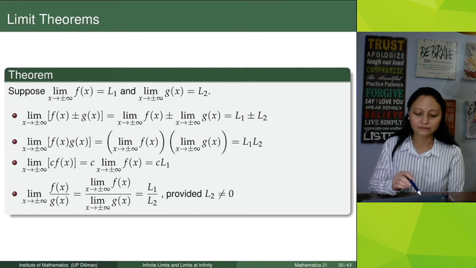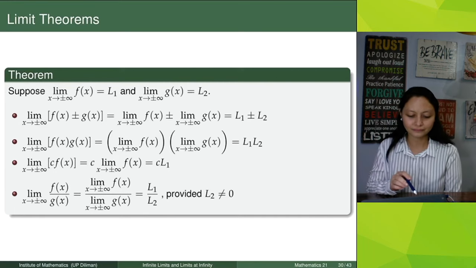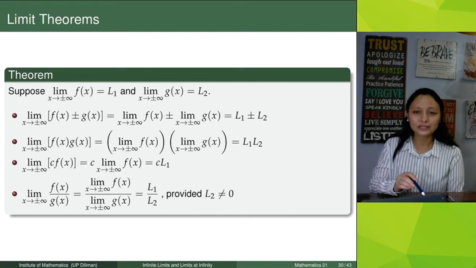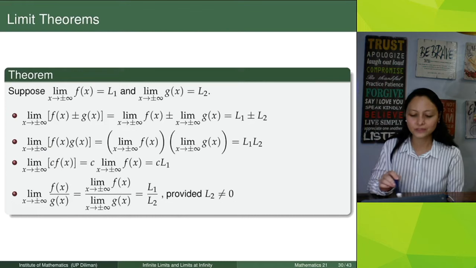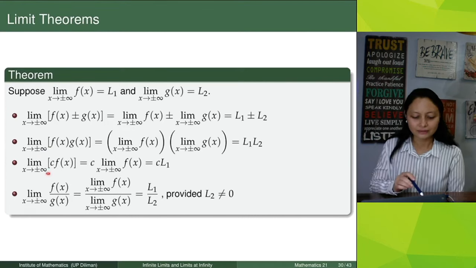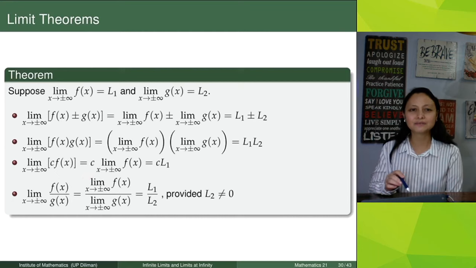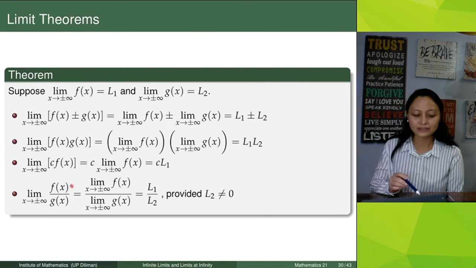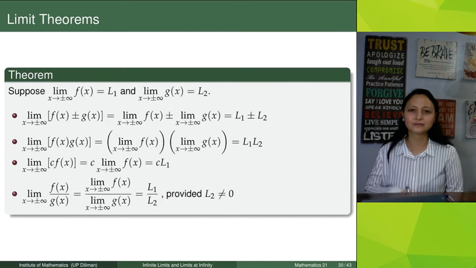Ganun din, if you have a product, okay, so pwede nyo rin kunin yung limit as x approaches plus or minus infinity. So, i-multiply nyo lang yung limits ng dalawa. Okay, ganun din, if you want to get the limit of a constant times the function, this is equal to the constant times the limit of the function as x approaches plus or minus infinity. Ganun din pag division. Okay? Provided that L2 here is not equal to 0.